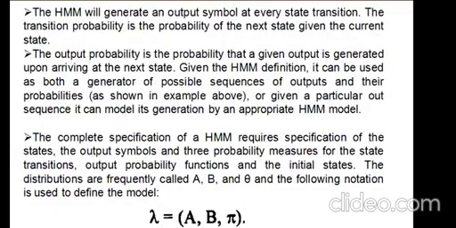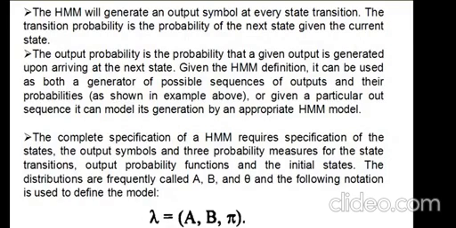The hidden Markov model will generate an output symbol at every state transition. I have already explained this. The transition probability is the probability of the next state given the current state. From the current state to the next state, how the model changes is represented by a probability. That probability is called the transition probability. And the output probability is the probability that a given output is generated upon arriving at the next state.